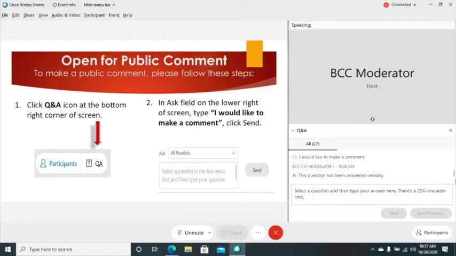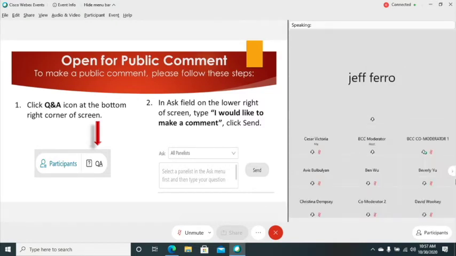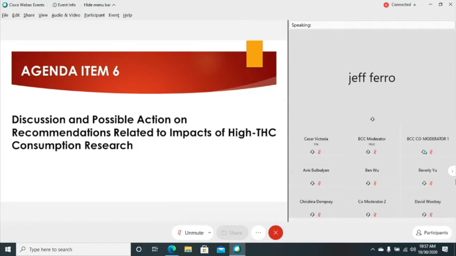At this time, there are no additional requests for public comment. Would you like me to close this feature? Yes, please, moderator. Feature has been closed.